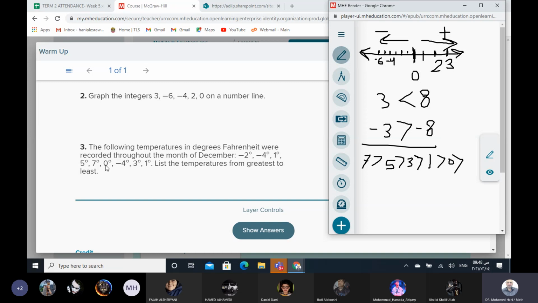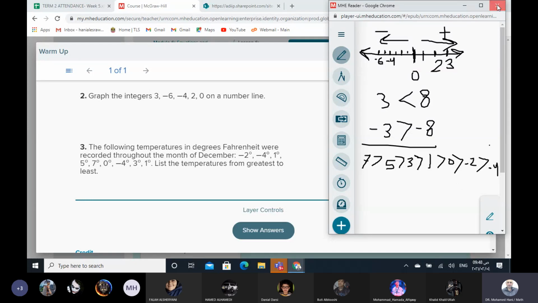Before the 0 we have the negative numbers. We have minus 2 and minus 4. Which is greater? Minus 2 is greater than minus 4. So we can write here minus 2. Then here we have minus 4 repeated 2 times.